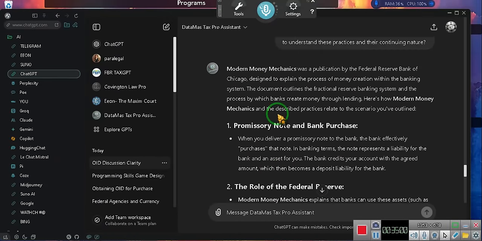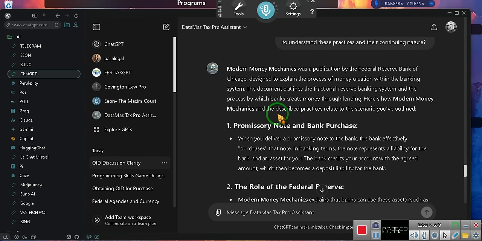Modern Money Mechanics was a publication by the Federal Reserve Bank of Chicago designed to explain the process of money creation within the banking system. The document outlines the fractional reserve banking system and the process by which banks create money through lending. Here's how modern money mechanics and the described practices relate to the scenario you've outlined.